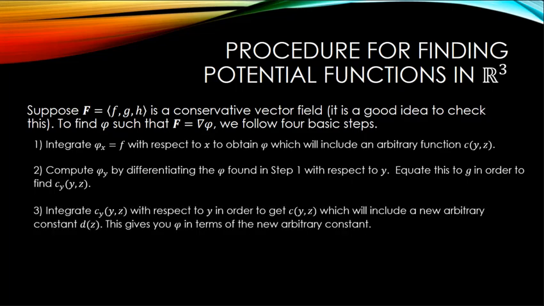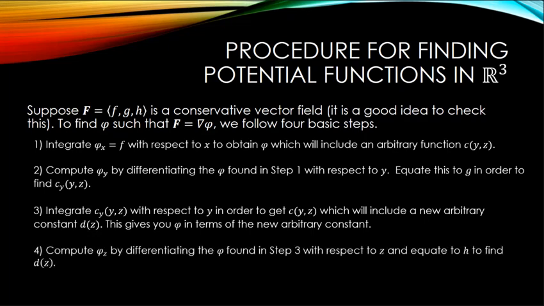Then I integrate that derivative of c with respect to y in order to get c of yz, which will include a new arbitrary constant d of z. This gives you phi in terms of this new arbitrary constant. And finally, I compute my partial derivative of phi with respect to z by differentiating the phi that I just constructed in step 3 with respect to z, equating that to h, and this will give me d of z.